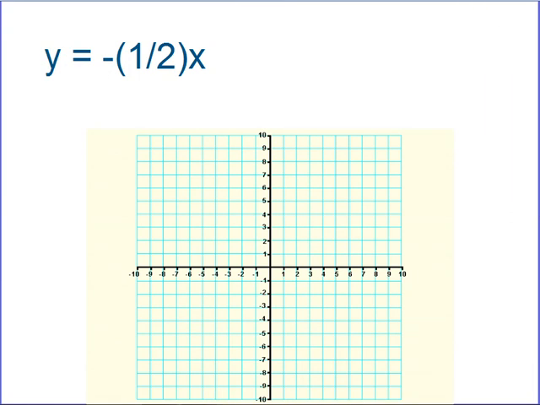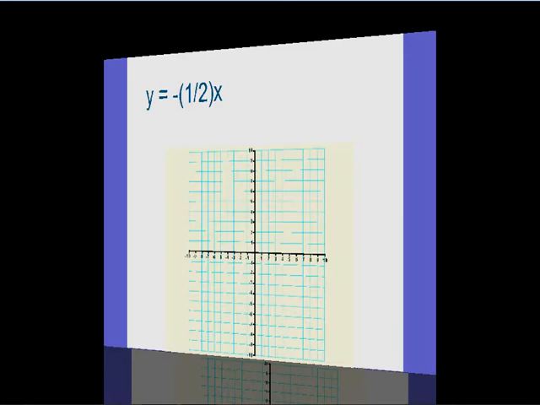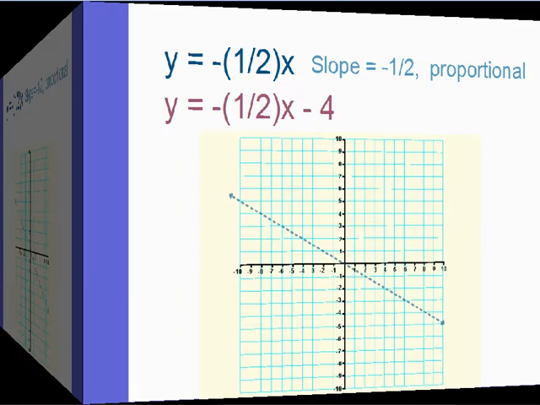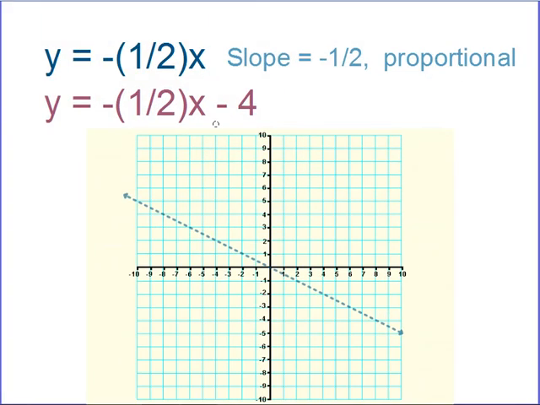So now we're going to try one more. I have y equals negative 1/2 x. Think about our slope. Our slope is negative 1/2. We're going down 1, right 2, down 1, right 2, down 1, right 2. And it's proportional, which means we're going through 0, 0. Now I'm going to subtract 4 on the end of my equation. Which way is this going to translate my line? We're going to go down 4 units. Take a look at what that looks like.